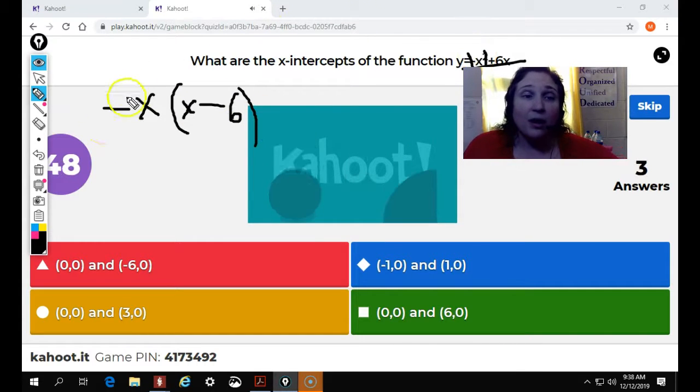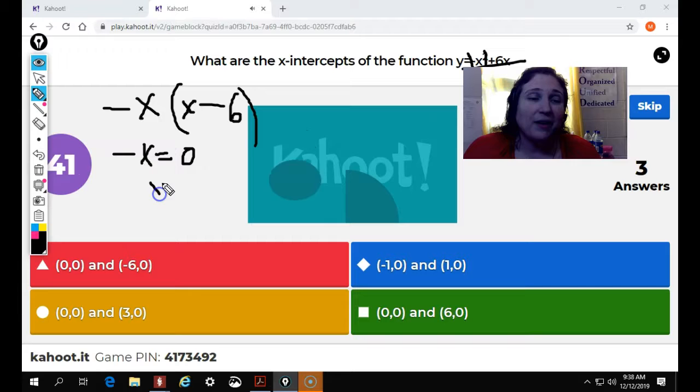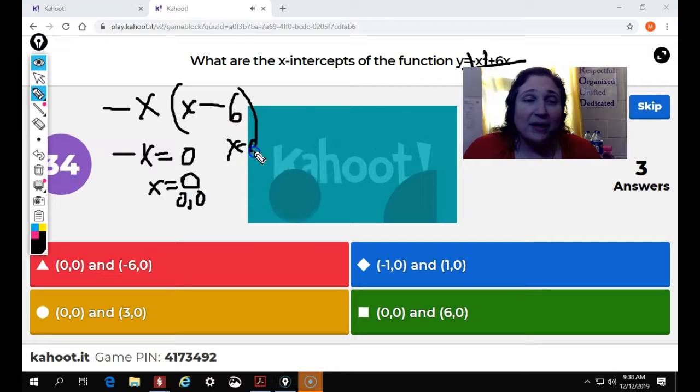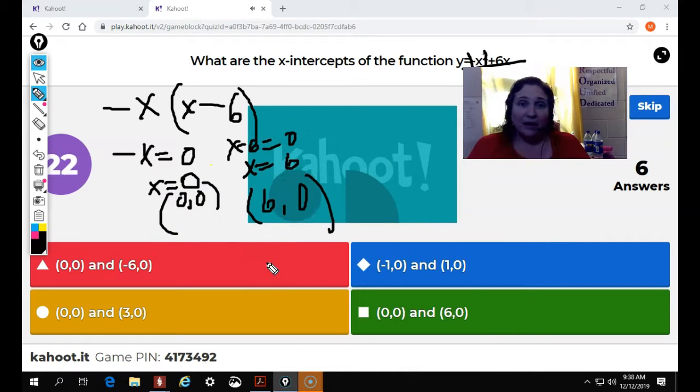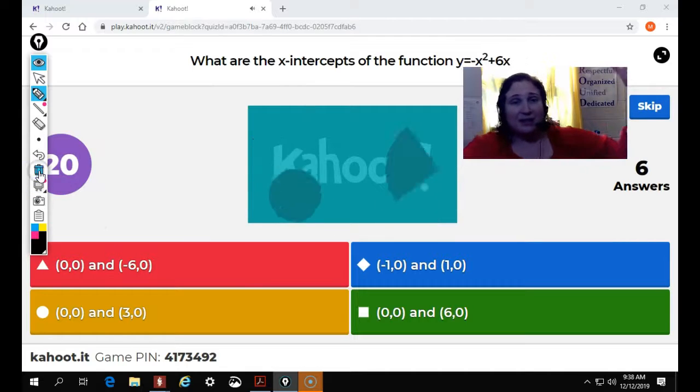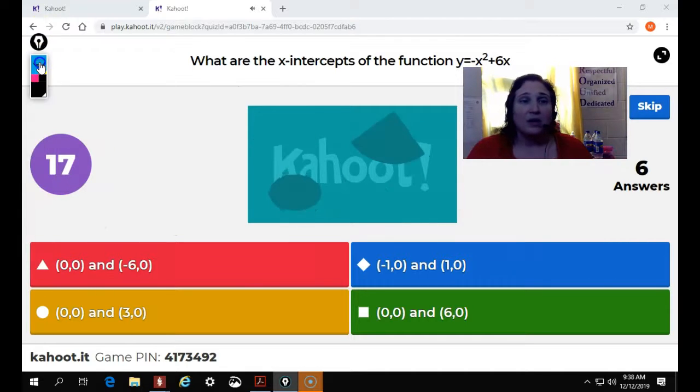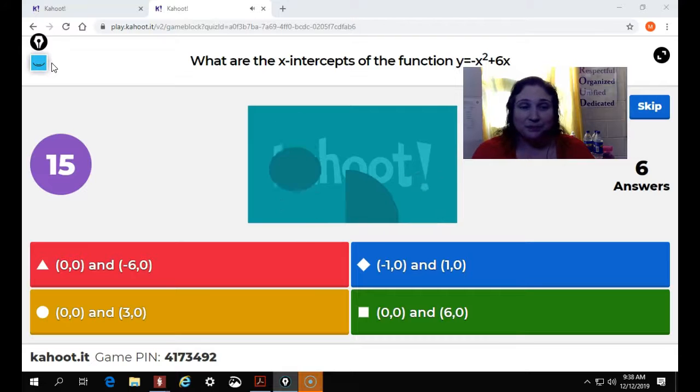So these so far are my points. But now you have to take each one of these and set them equal to 0. Well, if I divide 0 by negative 1, I'm still going to get 0. So I know one of them is going to be 0, 0. When I have x minus 6 and I set it equal to 0, so now I have this point is 6, and obviously because it's an intercept, your y value is going to be 0. So that is what you're going to do there.